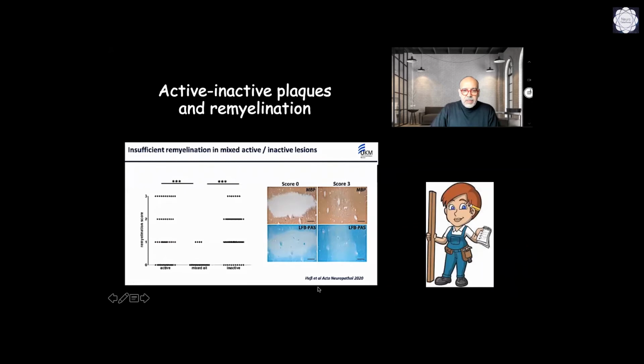Well, in this paper, Absinta showed that these lesions are associated with less capacity to remyelinate. And this is very important because this means that probably in an inflammatory environment, the process of remyelination is more difficult.